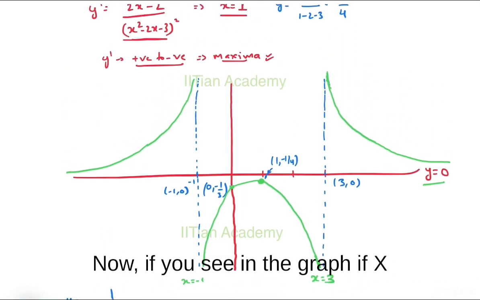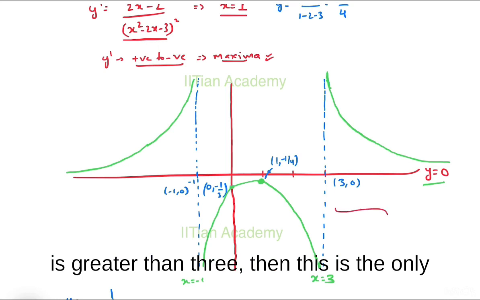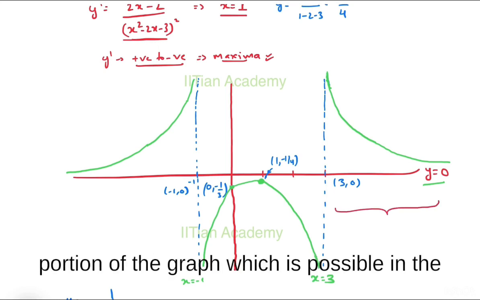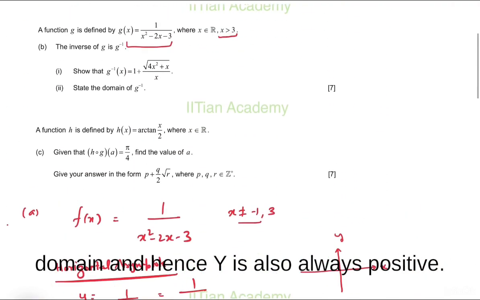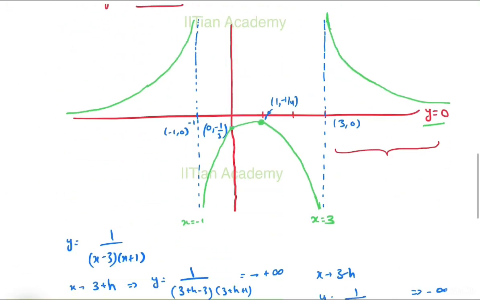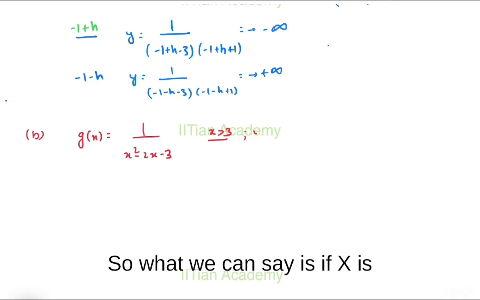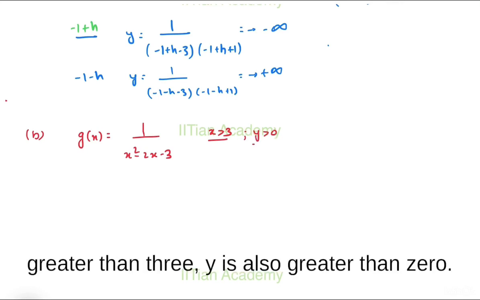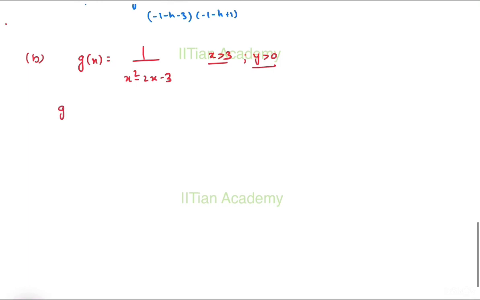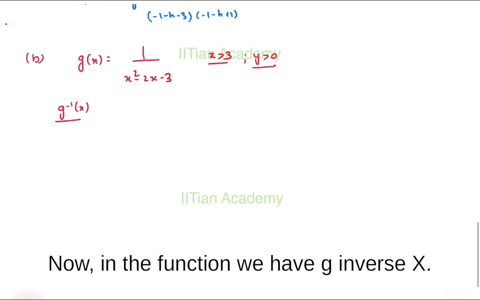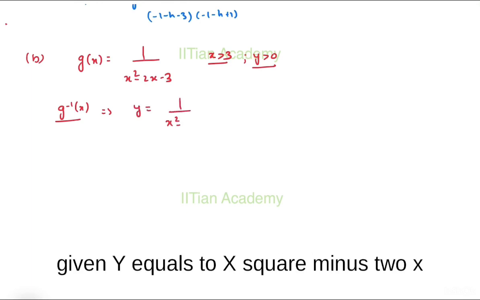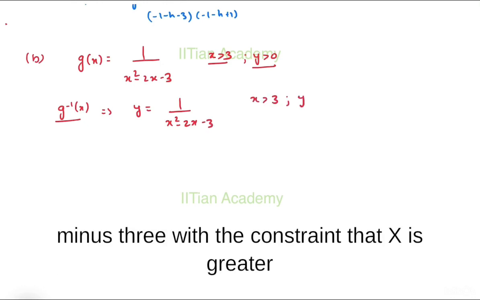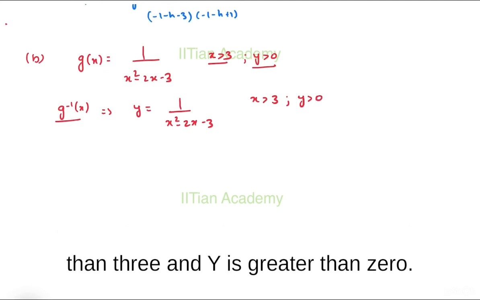Now if you see in the graph, if x is greater than 3, then this is the only portion of the graph which is possible in the domain, and hence y is also always positive. So what we can say is, if x is greater than 3, y is also greater than 0. Now in the function we have to find the g inverse x. So what we will basically do is, we are given y equals 1 by x square minus 2x minus 3 with the constraint that x is greater than 3 and y is greater than 0.